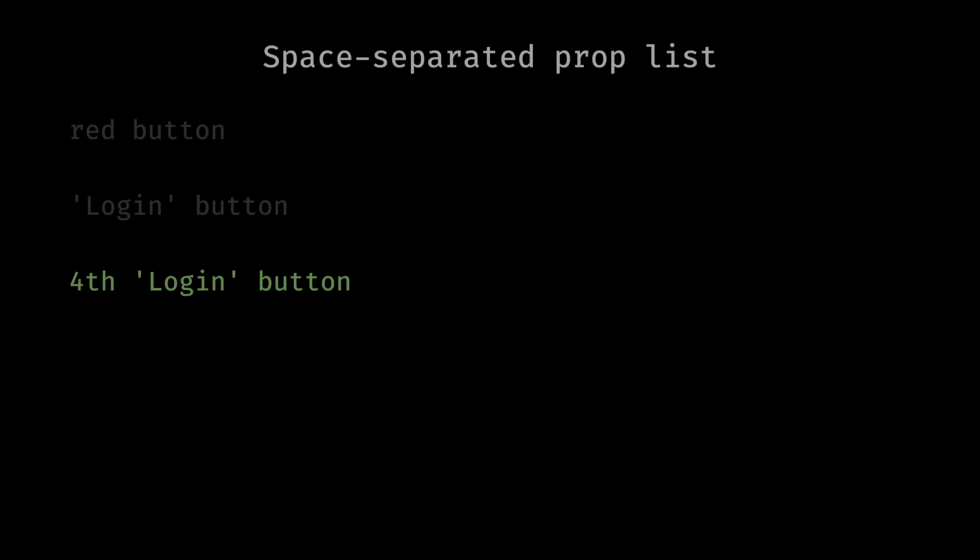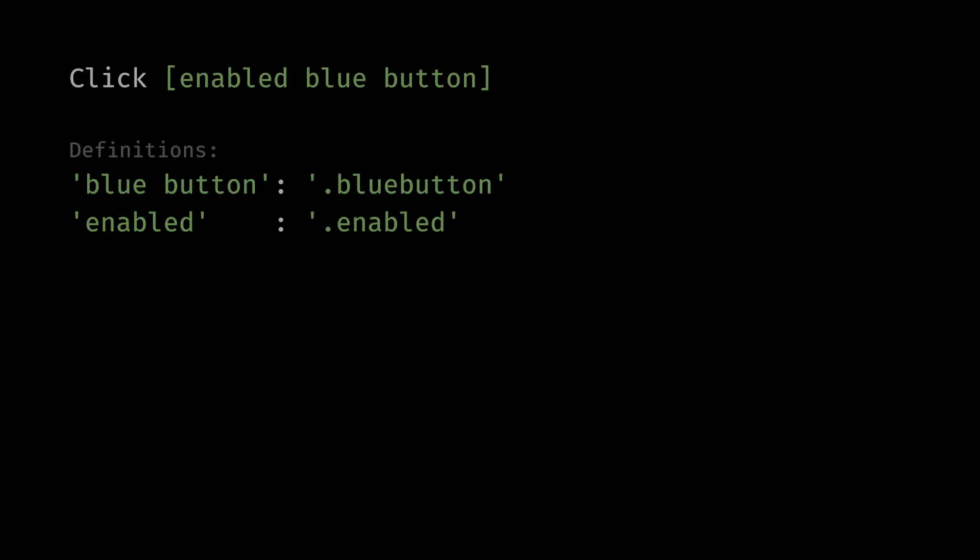In the third example, we've added a prop to the front. Fourth is known as an ord or ordinal. Even though it's listed first, it'll be applied last. This is the only exception to the left to right rule and is done for readability's sake. So here we'll apply login, then apply a button, then choose the fourth element that's left, and that's what will be clicked. In this example, suppose blue button and enabled are defined. Since blue button is defined, Smashtest will recognize this as a list of two props, enabled and blue button.